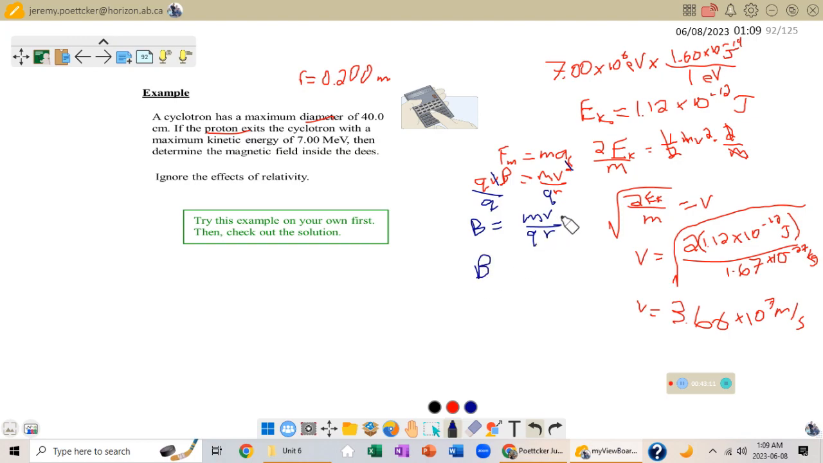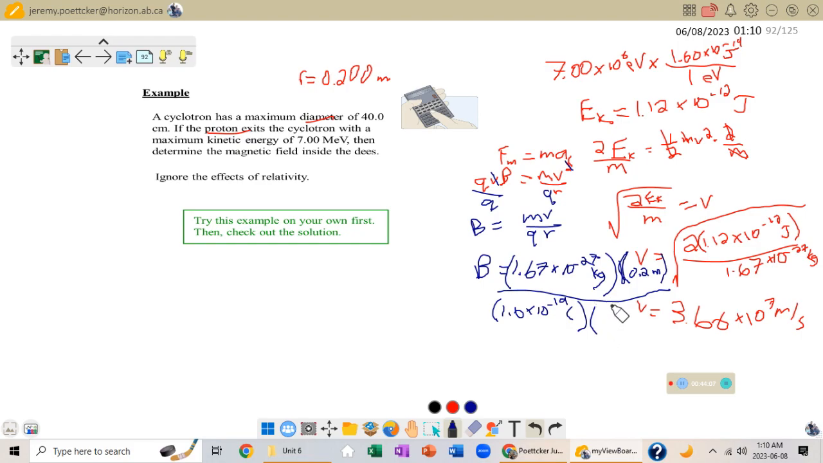B is going to be my mass of my proton, 1.67 times 10 to the negative 27, and that is, of course, measured in kilograms. I'm running out of space in a big way. Times my radius of, good thing I'm writing in blue, 0.2 meters. 3 significant digits, but I'm just saving space. Divided by my elementary charge, 1.60 times 10 to the negative 19 Coulombs.